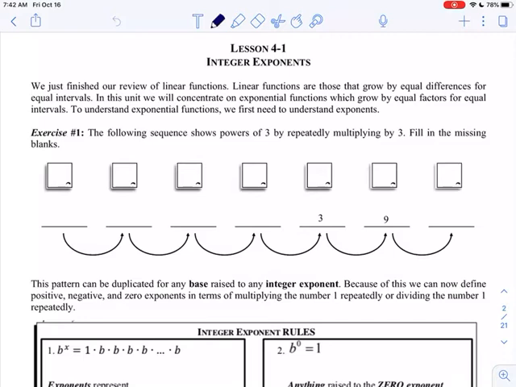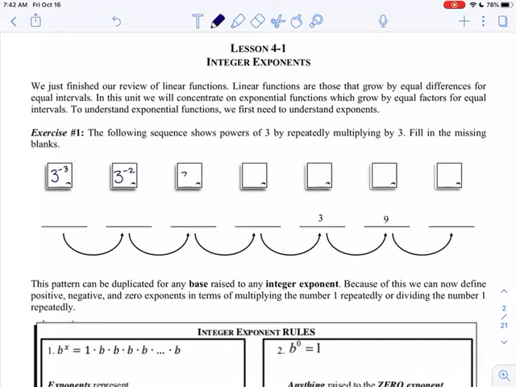Hi, Algebra 2. We are starting Unit 4, which is exponential functions, and this is Lesson 1. We just finished talking about linear functions in Unit 3, and linear functions grow by equal differences for equal intervals. They had a constant slope. Exponential functions, which we're doing in Unit 4, grow by equal factors for equal intervals.